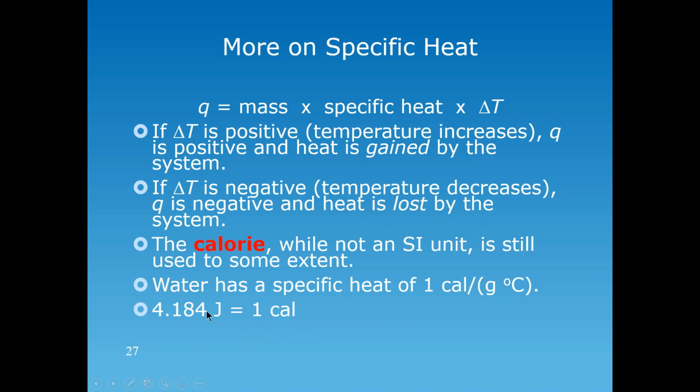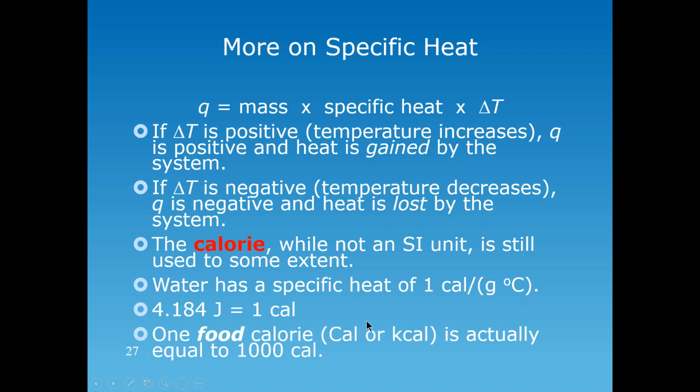So we can express that as a conversion factor, and we can use that to convert from calories to joules or joules to calories. And based on that conversion factor, we can determine that water has a specific heat of 1 calorie per gram degree Celsius. In fact, the calorie unit was invented based on this particular property displayed by water, right?